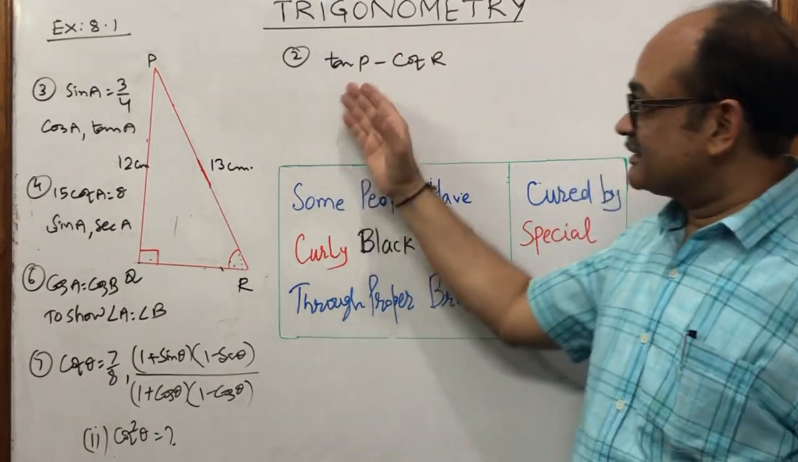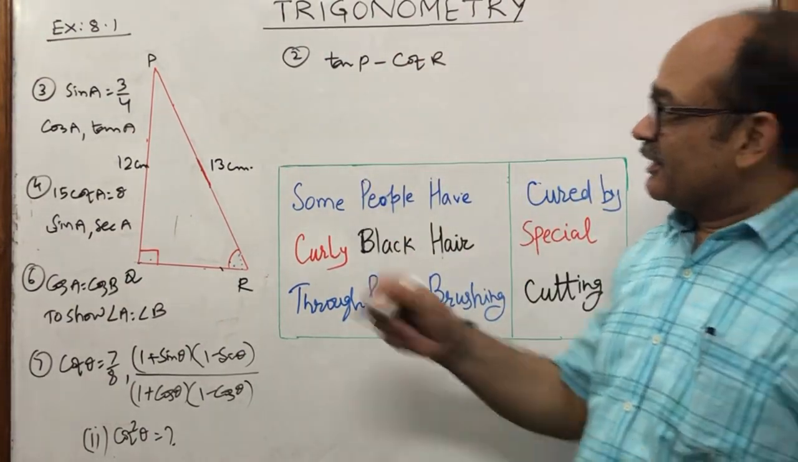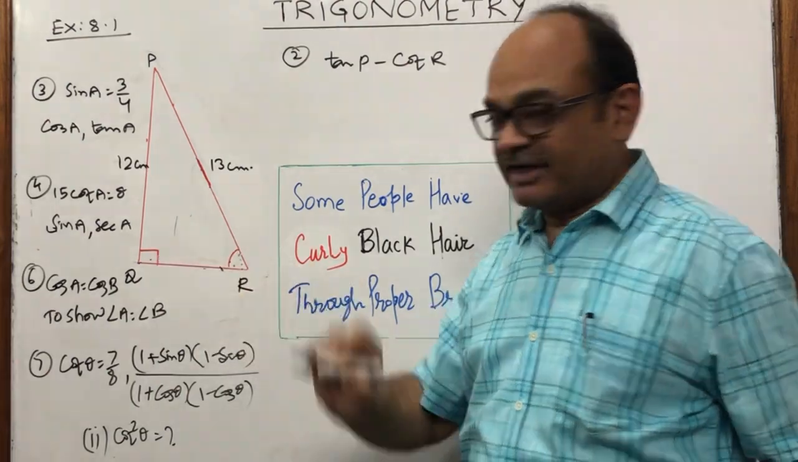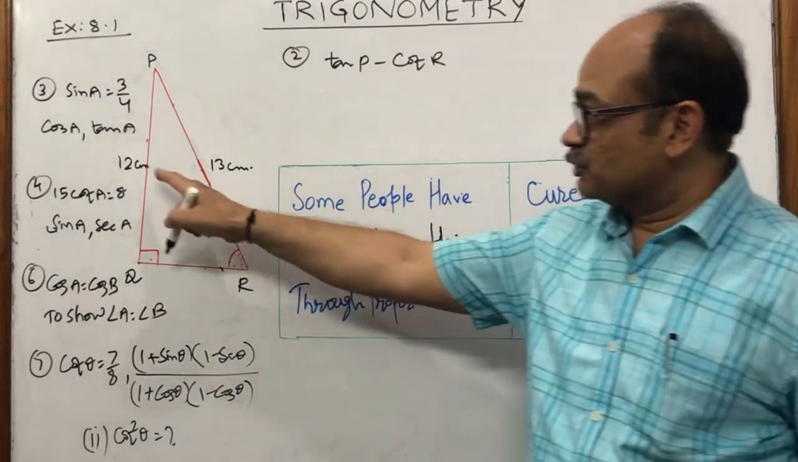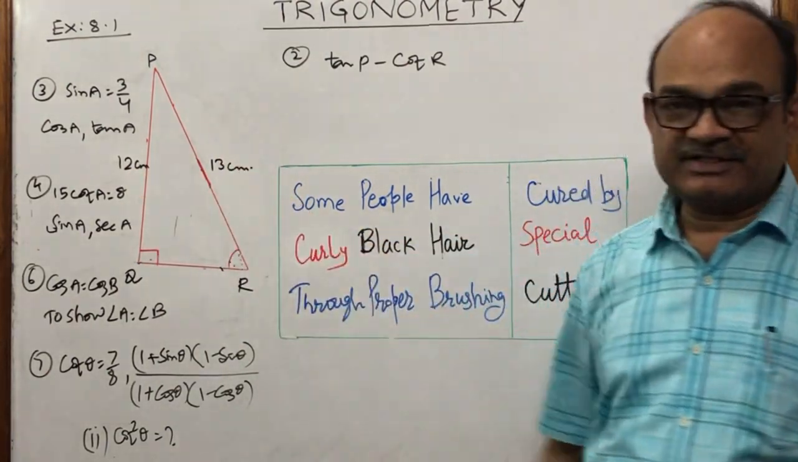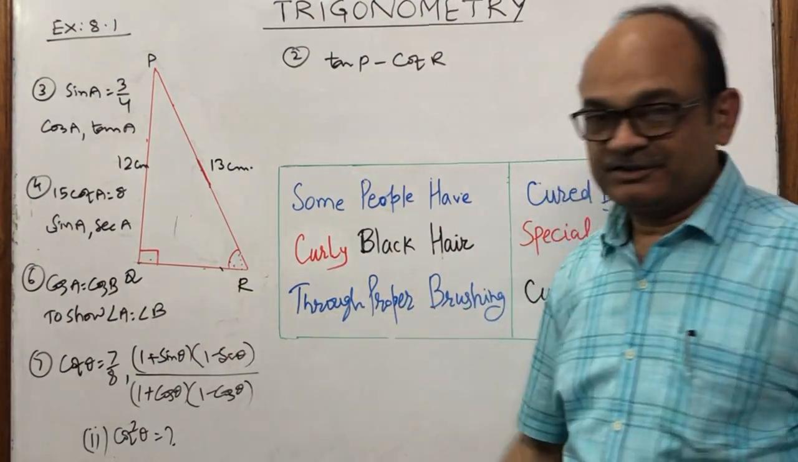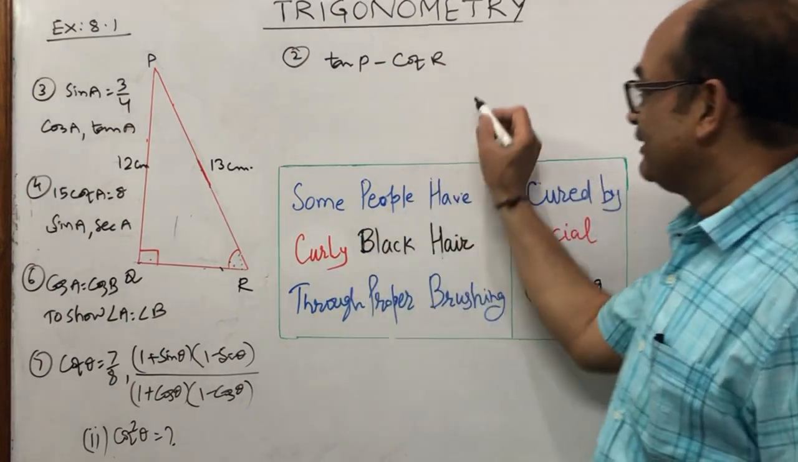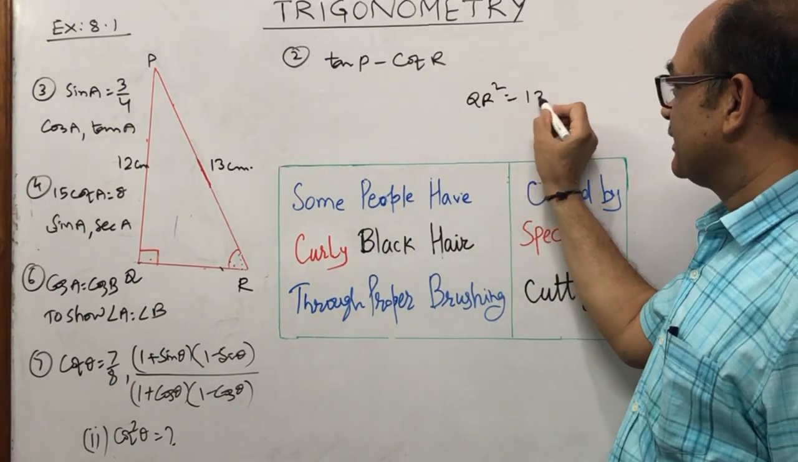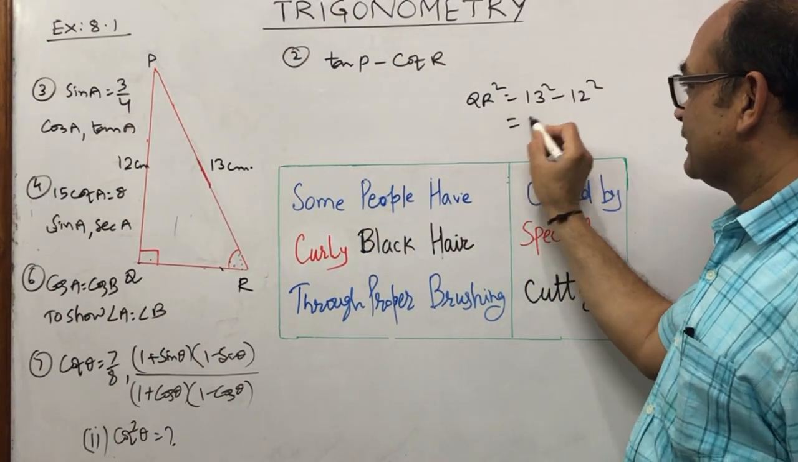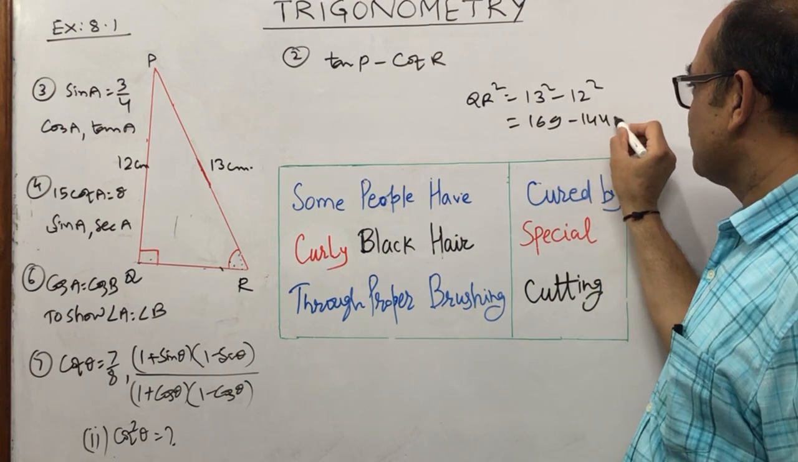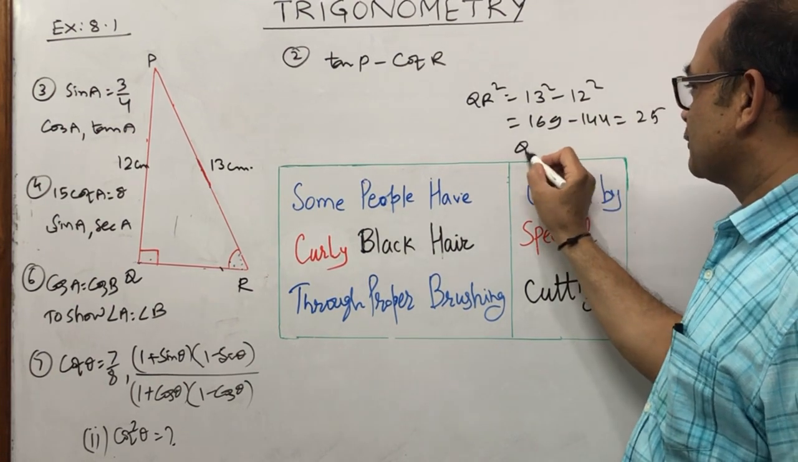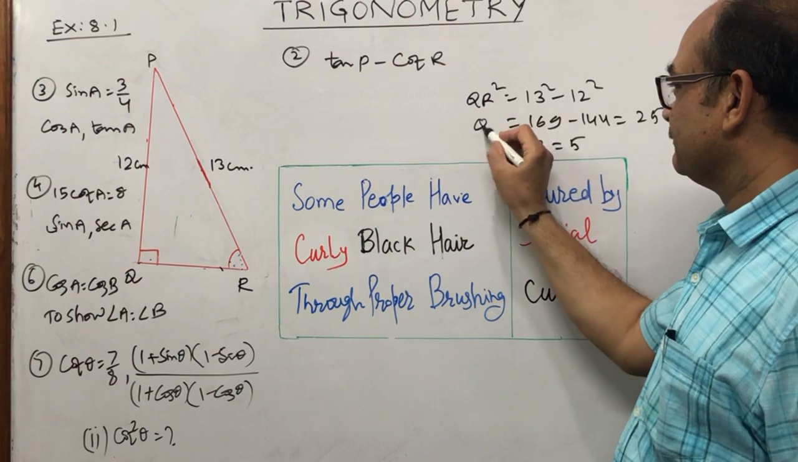Correct? So today we start with question number 2. A triangle PQR is given in which angle Q is 90, and two sides are given, 12 and hypotenuse 13, and we want to calculate QR. So how do we calculate QR? From Pythagoras theorem, you know very well, QR square is nothing but 13 square minus 12 square, that is 169 minus 144, 25. So QR is nothing but 5.